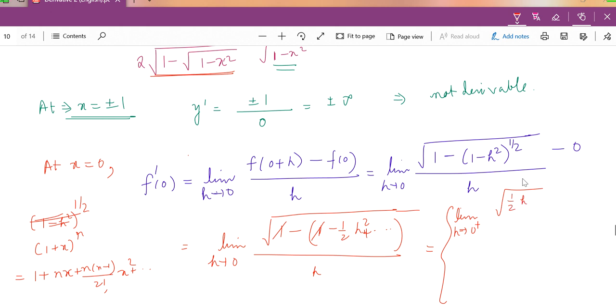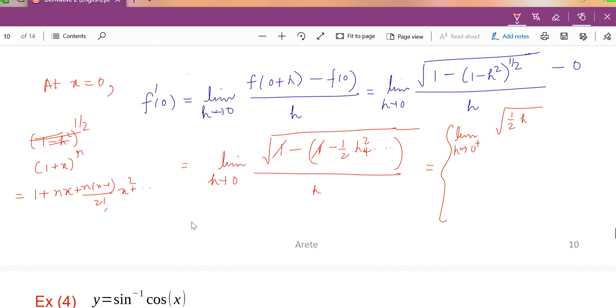I think I should have written one more line here. This is limit h goes to 0, root of 1 by 2 h square over h. And what is this? This is limit h goes to 0, this is 1 by root 2, and root h square is what? Root h square is modulus of h. Just be careful whenever you write under root h square. It's a modulus of h.